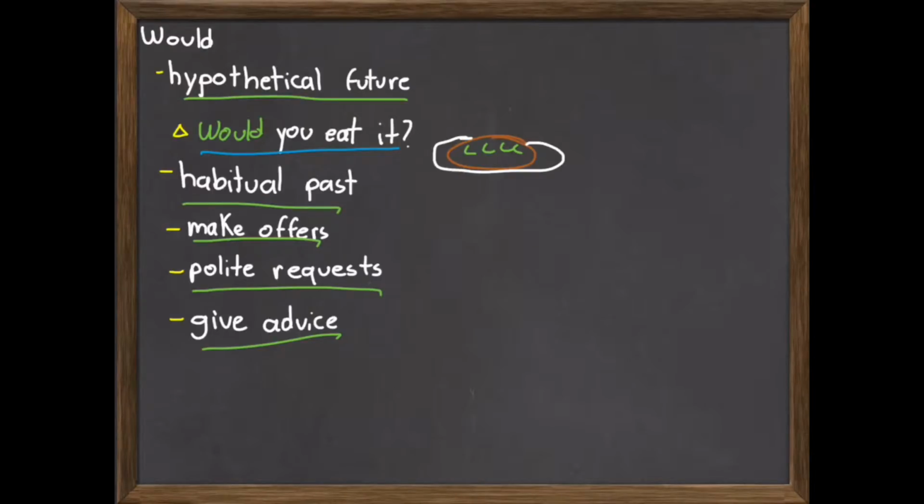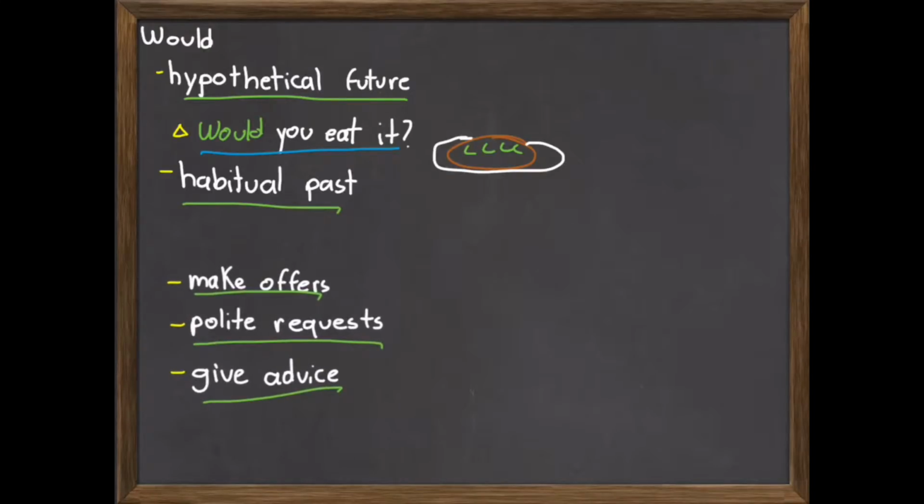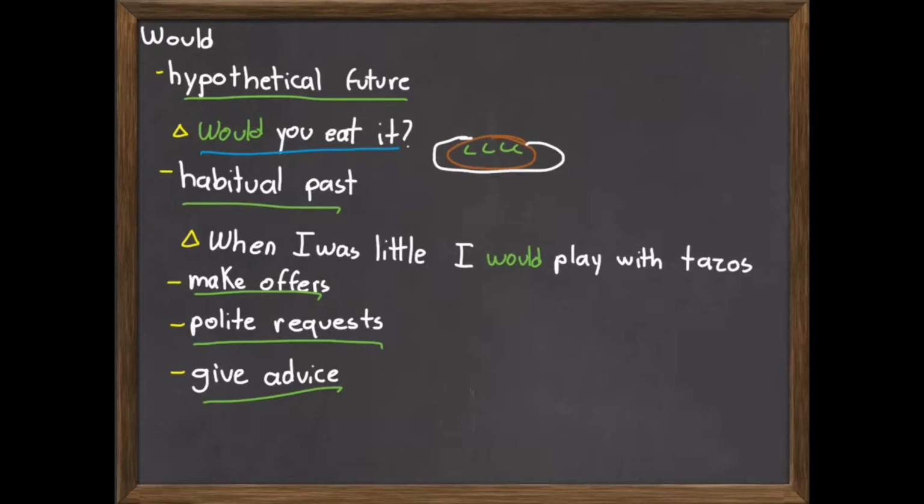That's a hypothetical situation in the future. Now, we also use it to talk about habitual actions in the past. What does this mean? That means actions that were habits or normal to do in the past. For example, when I was little, I would play with tazos. That's a habitual action that you might have been doing in the past. That means when maybe you were little. It's something that was normal back then.